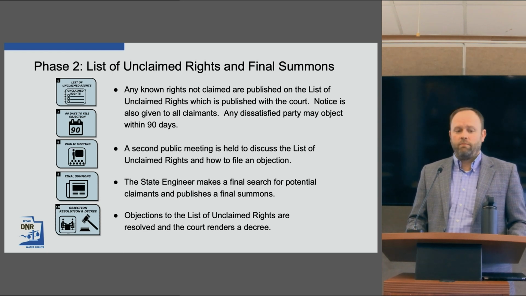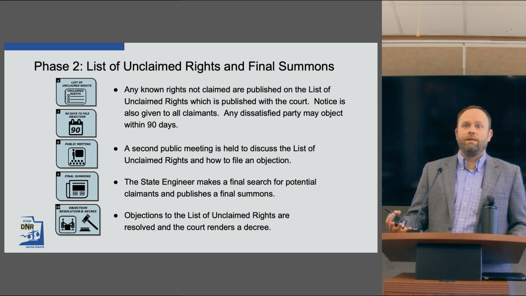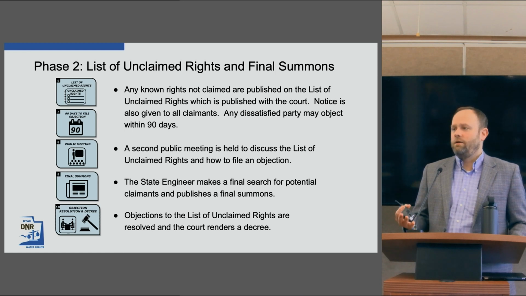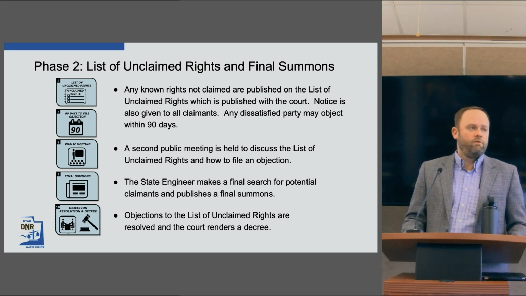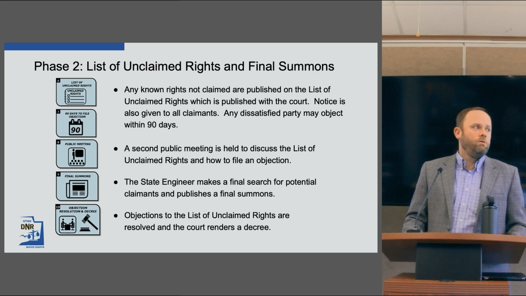There's another public meeting, and ultimately there's a 90-day period to object to that list of unclaimed rights. So if, for example, you didn't submit a claim earlier on and you find a water right that is yours that's been listed on the list of unclaimed rights, you can file an objection and potentially have that removed from the list of unclaimed rights. There is a final summons at this time period where we search our records and try and identify any other potential claimants, and then we ask the court to close the area to any subsequent claims.